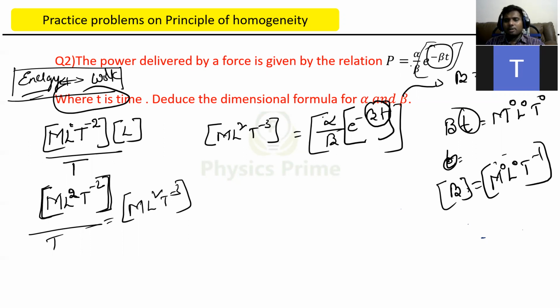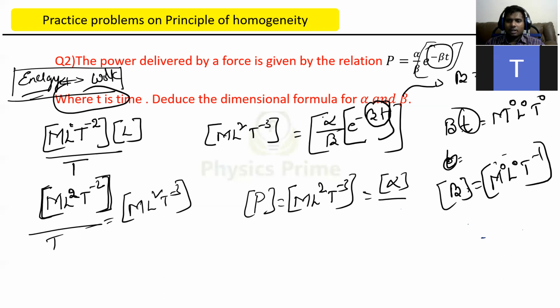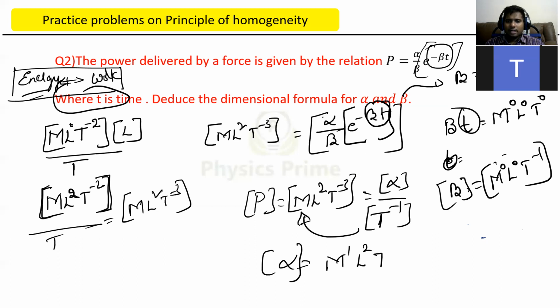Again, the e term also will not have any dimensions, right? Yes, sir. Now the power dimension is equal to what? M L square T power minus 3, right? This you have derived, is equal to alpha by beta, right? What is the beta dimension? Already you got it. Then we'll take it to that side, so we'll get alpha times T power minus 1. If you send it to the left side, what will you get? We'll get the alpha dimension is equal to M power 1, L square and T power minus 4. Got it? Yes, sir.